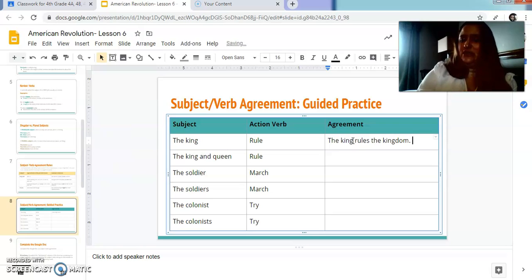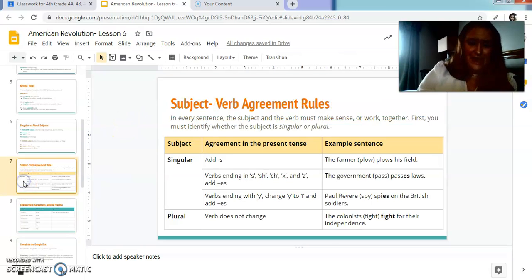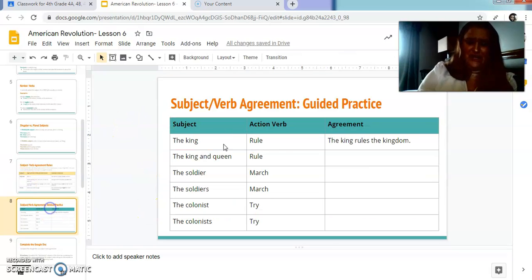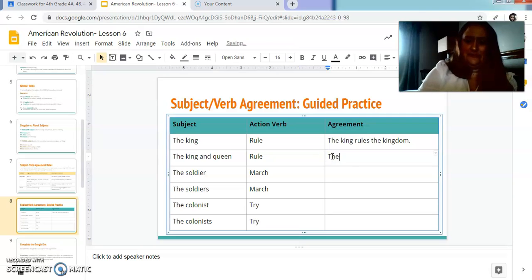Usually, if it's singular, we're just going to add S to the verb. The king and queen rule the kingdom. So I'm talking about the king and queen. So I'm talking about more than one person, place, or thing in my subject. So the king and queen rules the kingdom? No. So there's more than one. I know that my rule, if I check back, plural, the verb does not change. So it's going to be the king and queen rule.